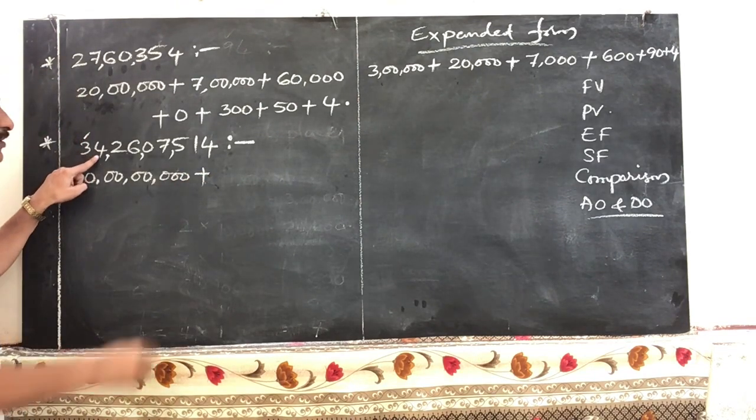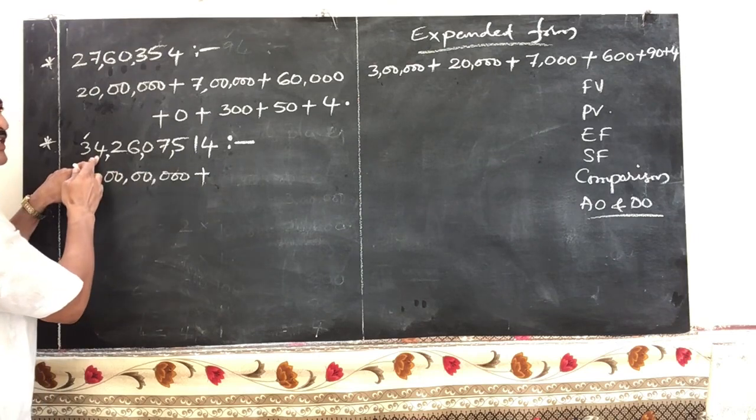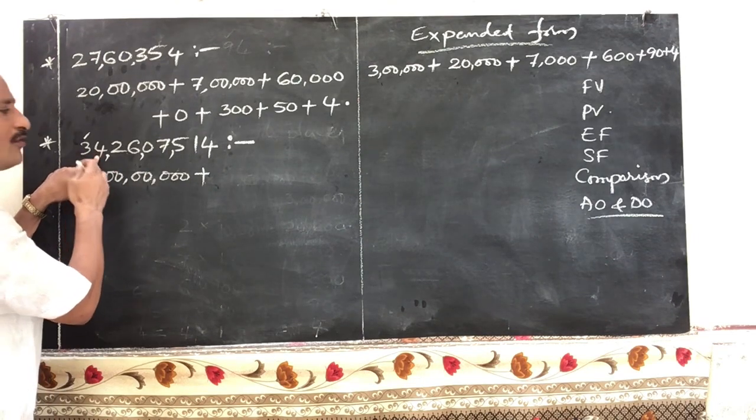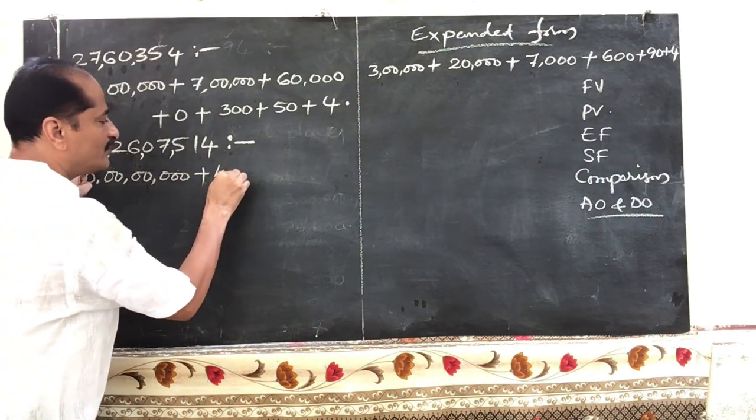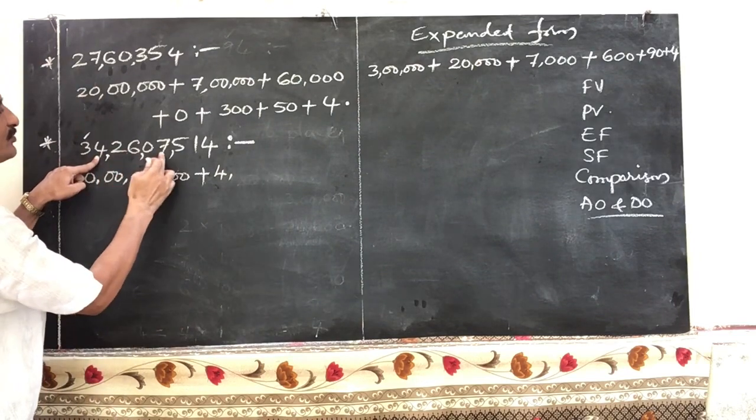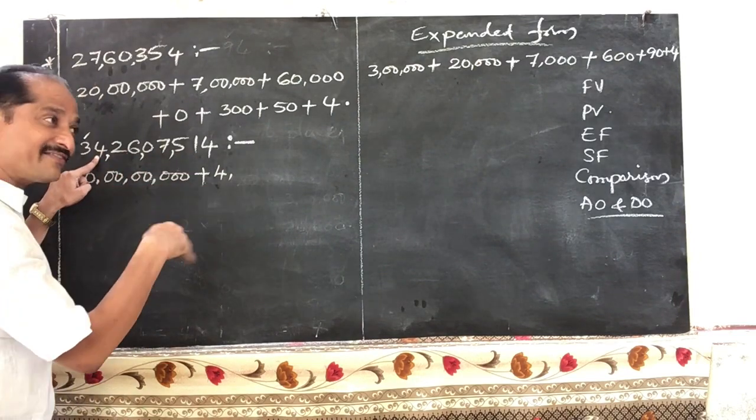Now place value of 4. 4 is in crores period. So place value of 4 is 4 into 1 crore, 4 crores. How can you write 4 crores? 4 after 2 zeros, 2 zeros, 3 zeros. That is 4 crores.